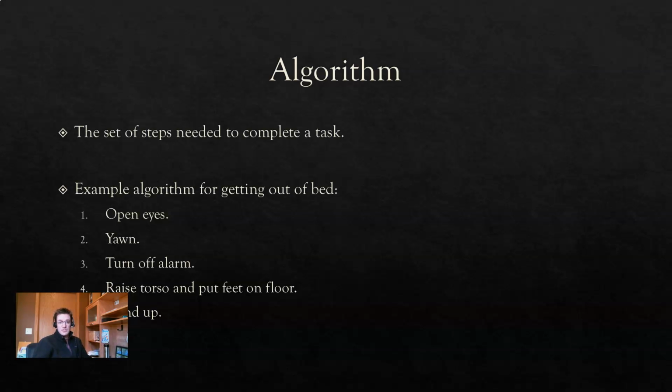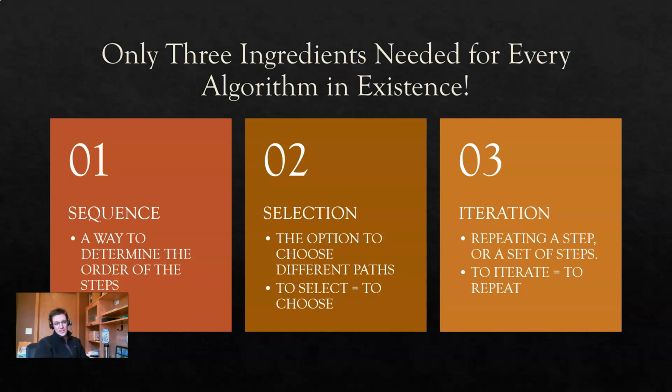You might just say the steps for getting out of bed are get out of bed. And the difference here, the point I'm trying to make, is that different people are going to make different algorithms for getting out of bed. There are infinitely many algorithms that can solve every problem, both in computing and in real life. So what are the ingredients? What are the things we need to write an algorithm?